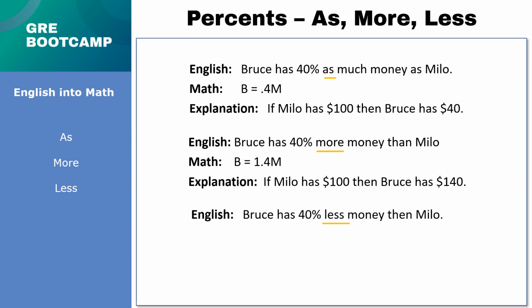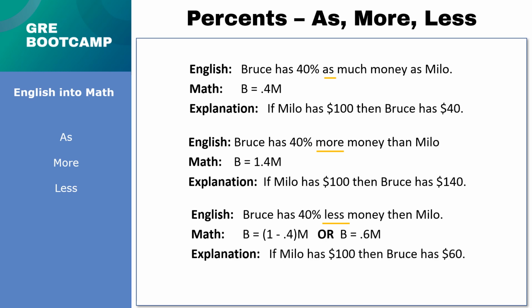In English, if Bruce has 40% less money than Milo, in math, that means B equals 1 minus 0.4 M, or B equals 0.6 M. If Milo has $100, then Bruce has $60. The big thing on the test is to keep track of 40% more or 40% less.